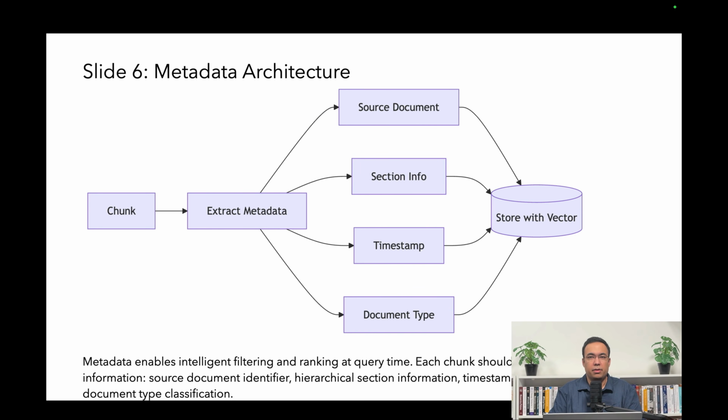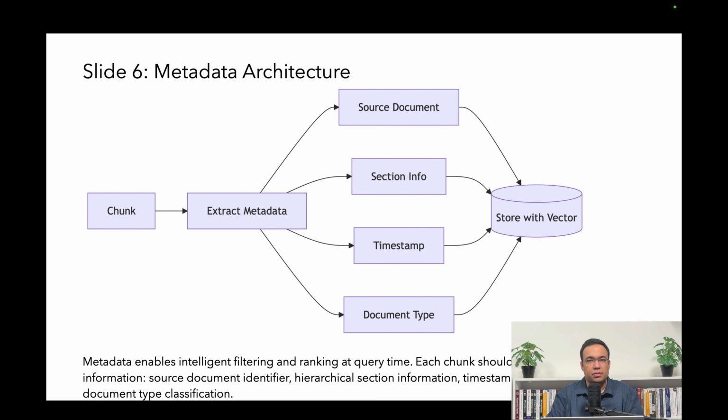Now let's talk about the metadata architecture, which enables intelligent filtering and ranking at query time. Metadata should be a first class concern in your system design. Each chunk should carry contextual information about its origins. So the source document identifier, the hierarchical section information showing where in the document this chunk appears, timestamp or version information for temporal filtering, and document type classification like API documentation versus support articles versus, for example, a blog post.